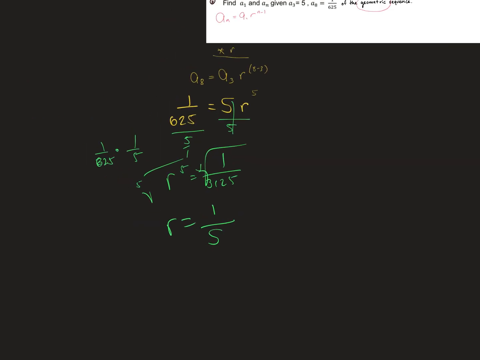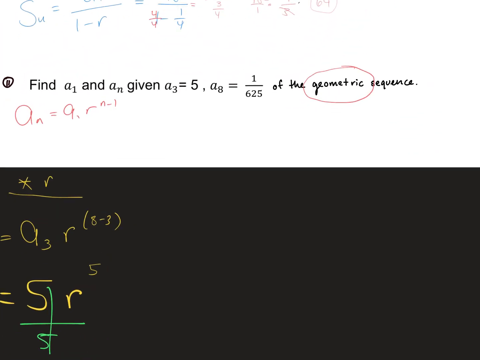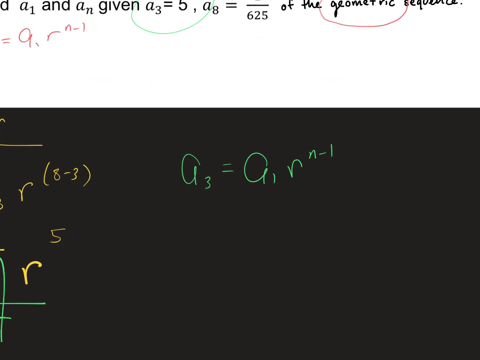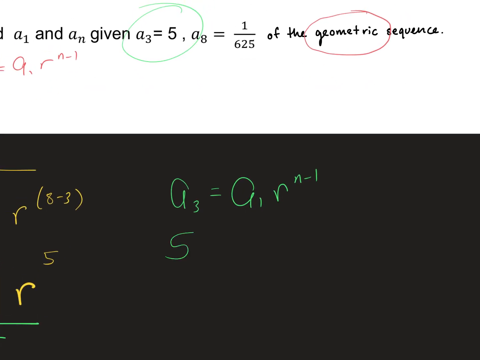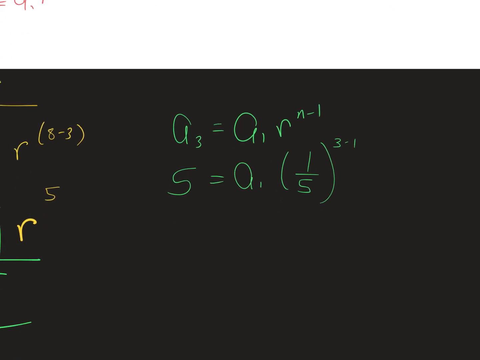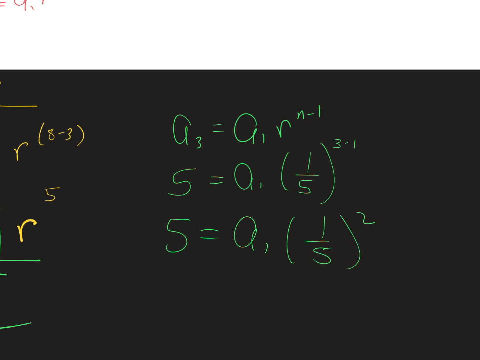So there is your common ratio. Your common ratio is 1/5. So now we're going to take this information and figure out what the first term is. I'm going to use the one that's closer to 0 or 1. So a sub 3 equals a1 times r to the n minus 1. The third term is 5, correct? Equals, I don't know what the first term is, but I do know my common ratio. How far away is the first term from the third term? Well, 3 minus 1 is 2. So 5 equals a sub 1 times 1/5 squared.